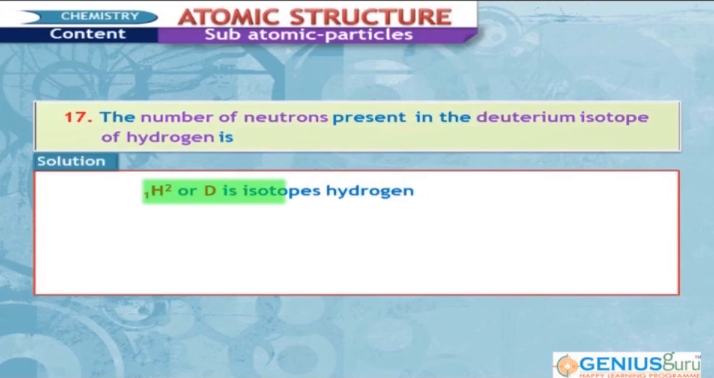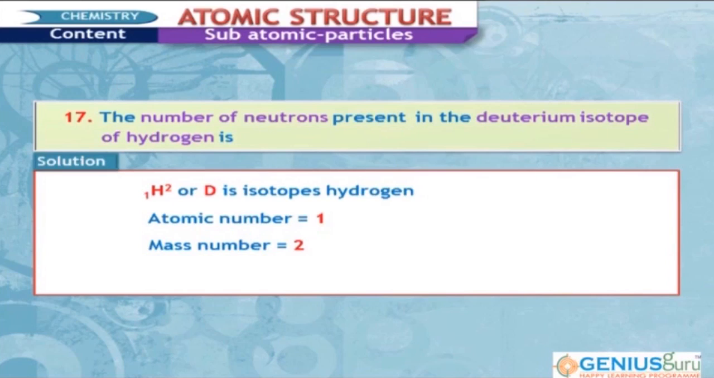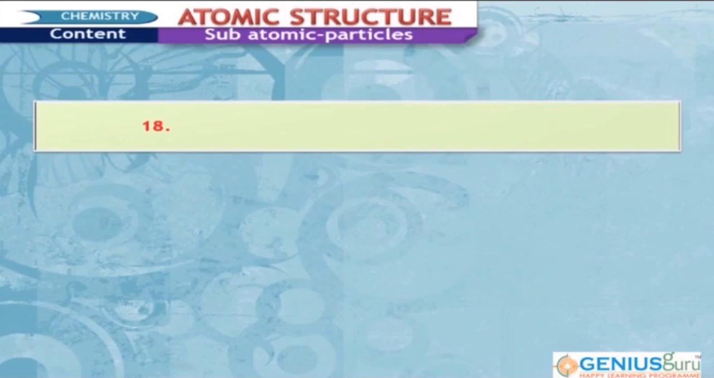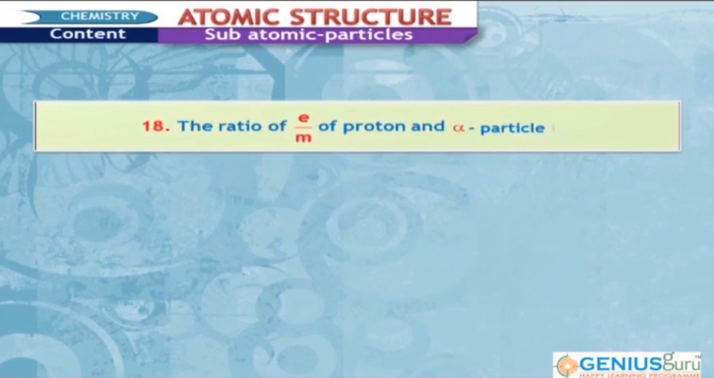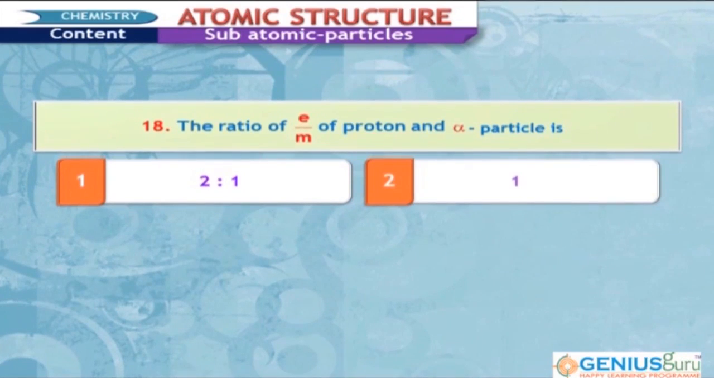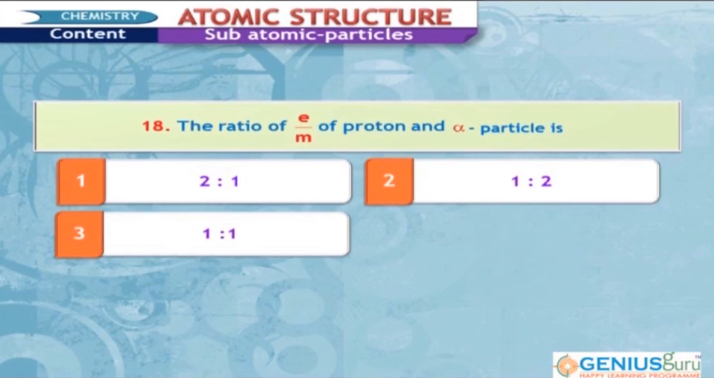This is one of the isotopes of hydrogen. Here the atomic number is equal to 1 and the mass number is equal to 2. These are represented as Z and A. So therefore, the number of neutrons is equal to 2 minus 1, because the formula is A minus Z, which is equal to 1. Hence the correct option is 4. The next question is, the ratio of e/m of proton and alpha particle is. Here are the options. The first one is 2:1, second one is 1:2, third one is 1:1, and fourth one is 1:3.